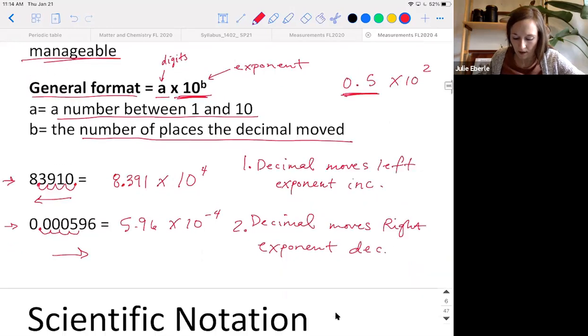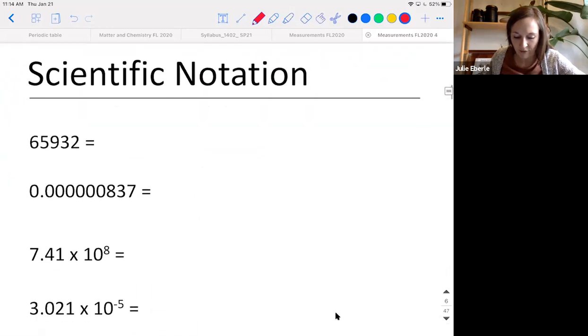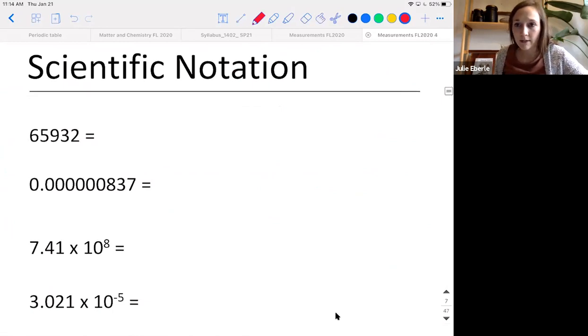Okay, let's keep going. So we got a practice slide. For time's sake, we're not going to do every single one of these. Let's just do the first 3. Take these top two numbers written in standard notation and write them in scientific. And then number 3 is already written in scientific notation. I want you to reverse it and write it in standard notation. So go ahead and attempt that on your own.